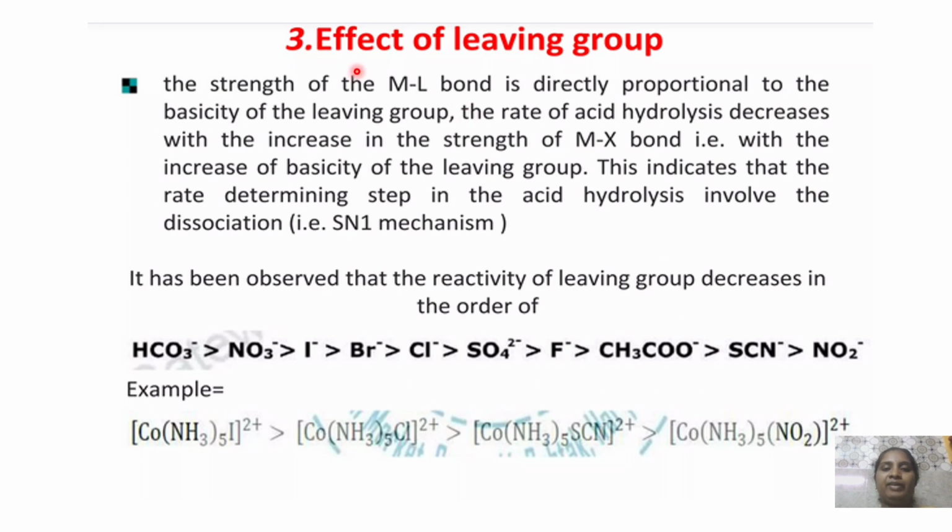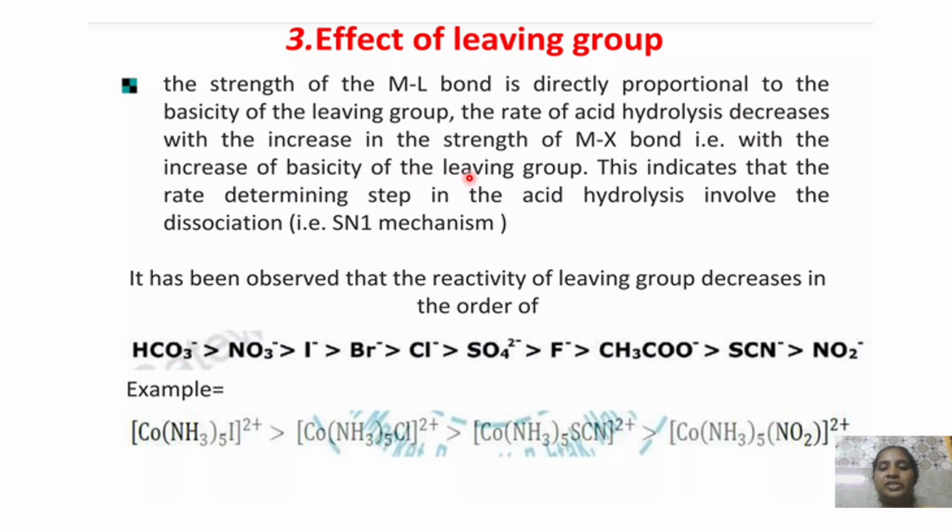The next factor, the effect of leaving group. The strength of the M-L bond is directly proportional to the basicity of the leaving group. The rate of acid hydrolysis decreases with an increase in the strength of the M-X bond. As we know, there is a bond between metal and ligand. If that strength is very strong, the acid hydrolysis is very less. If the strength of the M-X bond is more, there is no dissociation of the ligand, so acid hydrolysis is less.